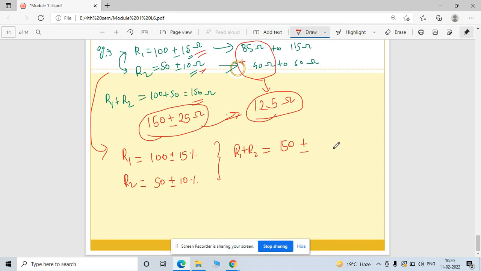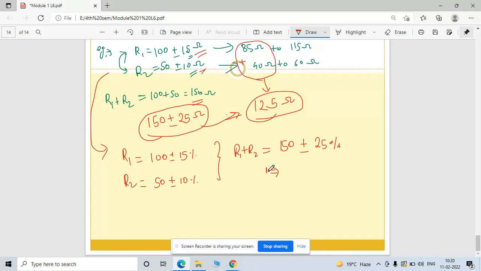and if you add this percentage error, which is nothing but 25%. So what is 25% of this 150? How much does it come to here? See, this is a wrong calculation, but I do that because we analyze both these two things. So what is the value of this 150's 25%?